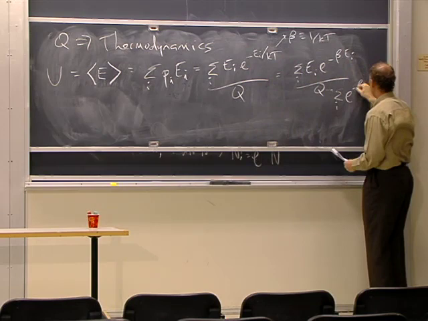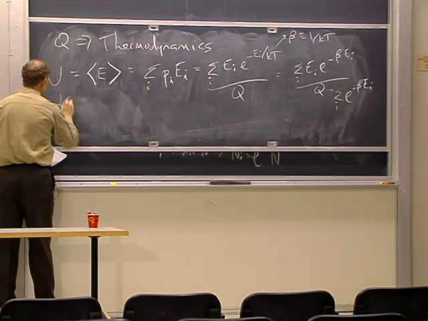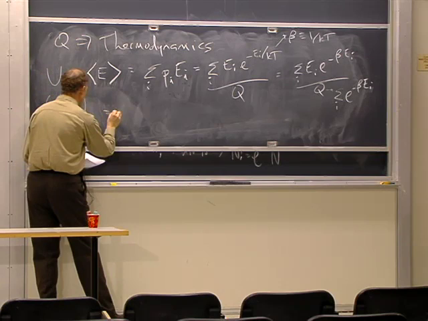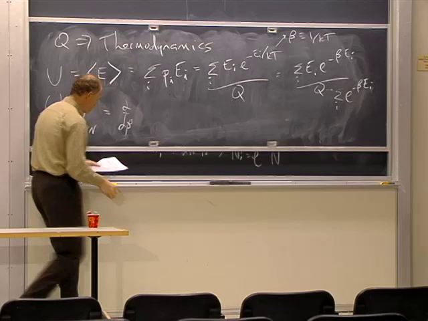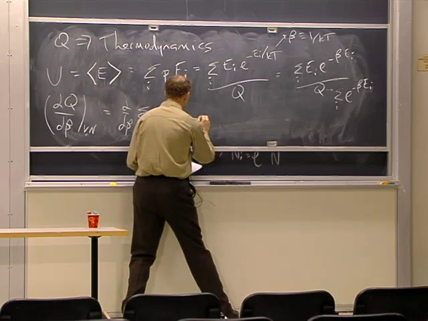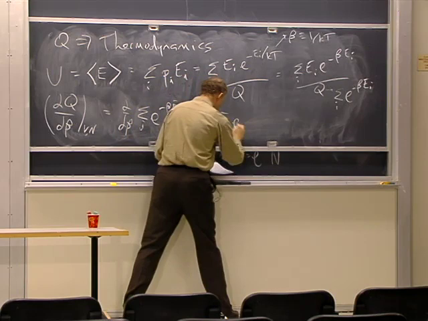So now I do want to take some derivatives. If I take dQ d beta, keeping V and N constant, then I get the derivative with respect to beta of the sum over i of e to the minus beta Ei. That's going to bring out minus Ei, so minus the sum over Ei e to the minus beta Ei. That obviously looks like a handy thing, because that looks like that term.